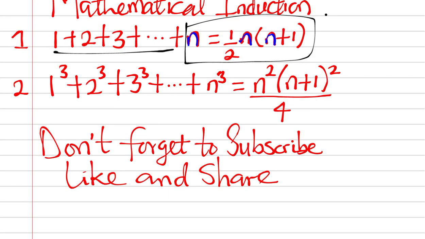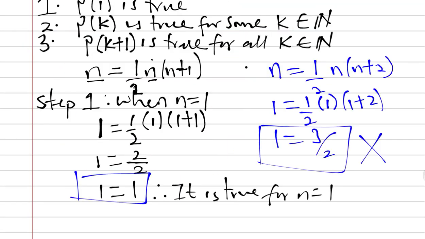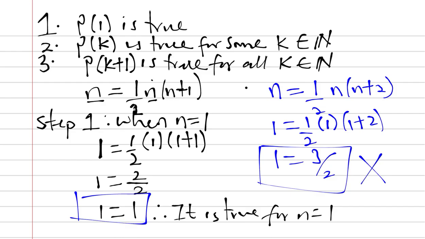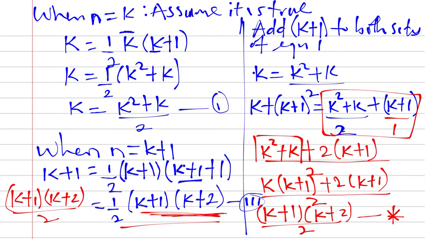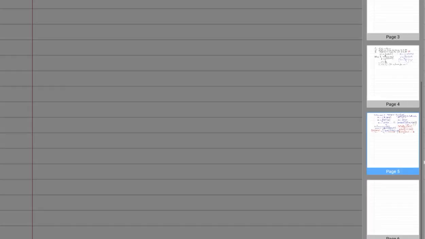Just like my conclusion that I wrote here, this particular third axiom, that is what you are going to say: that it is true for all k belonging to N. Alright, so we have the example 2. I will be solving the example 2 in my next video.